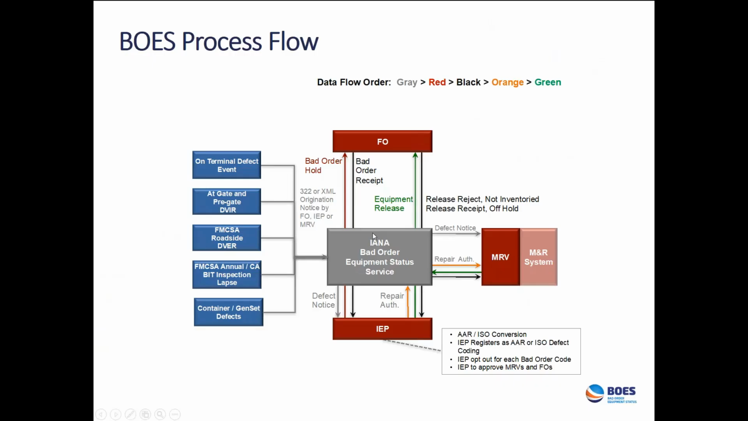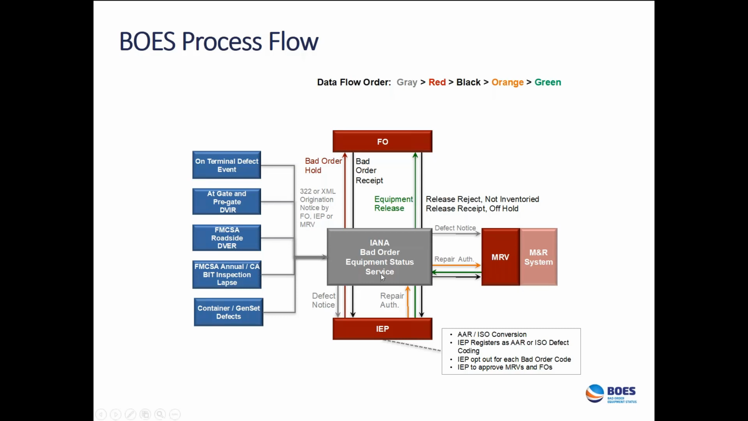The next slide that you're looking at, information flow, is how the system works. As you can see here on your left-hand side, these are all the activities that can generate a bad order into the BOES application: an on-terminal defect, a DVIR that's done at the gate, a DVER that's done during a roadside inspection, an expired FMCSA or California BIT inspection, and we also have the ability to do container genset defects as well. This information would be provided into the BOES system by the intermodal equipment provider or the maintenance and repair vendor via 322. We also have the ability to accept XML and email.